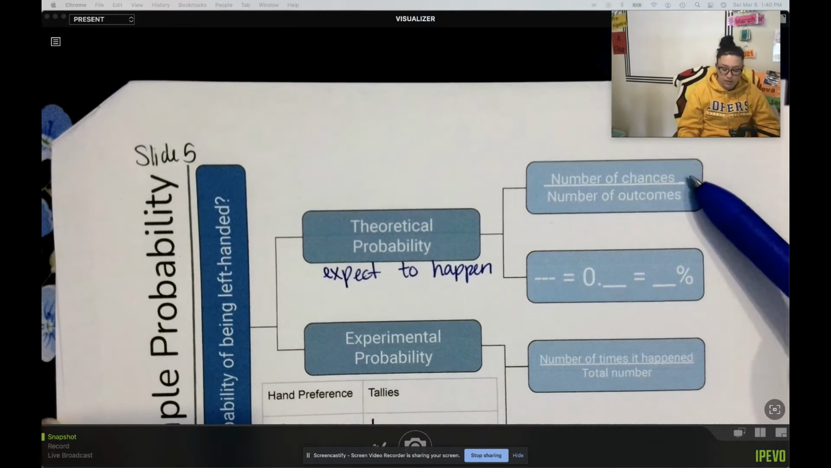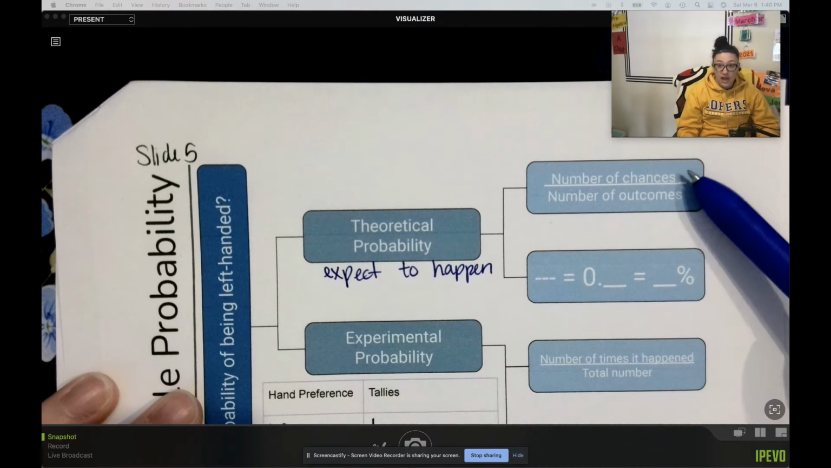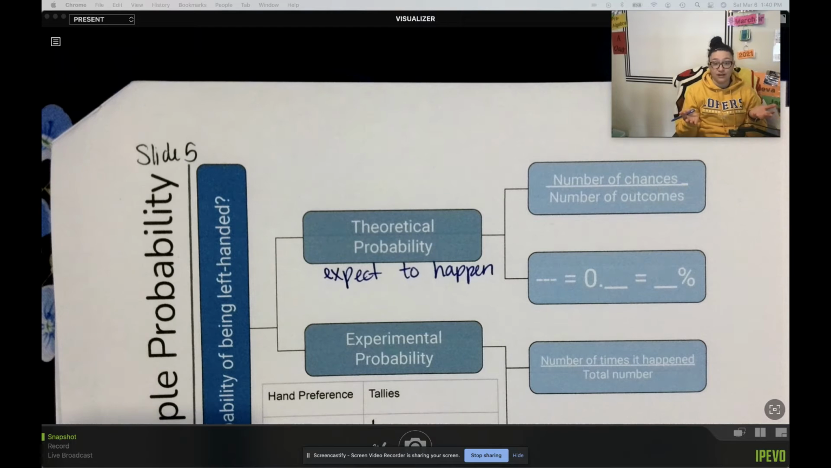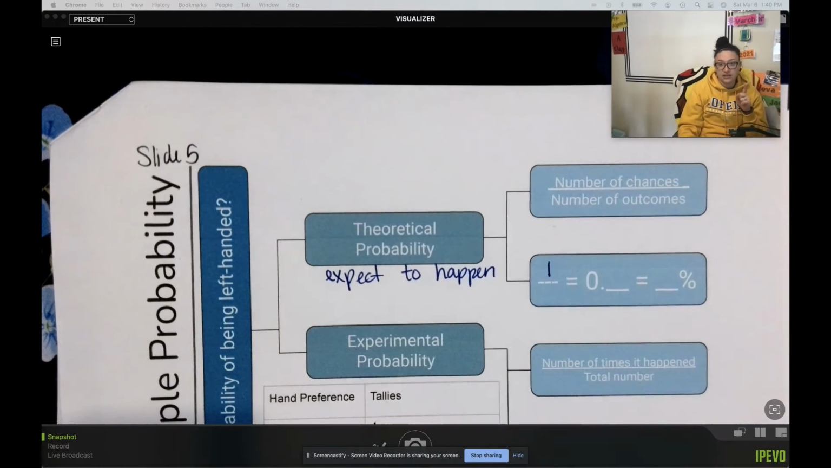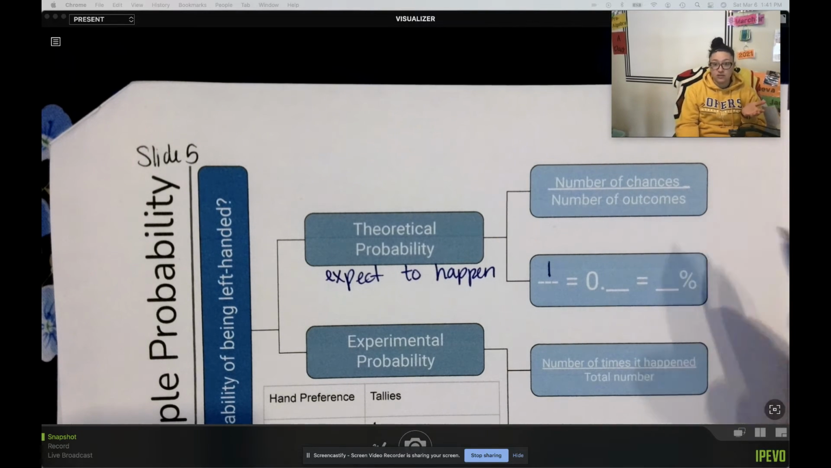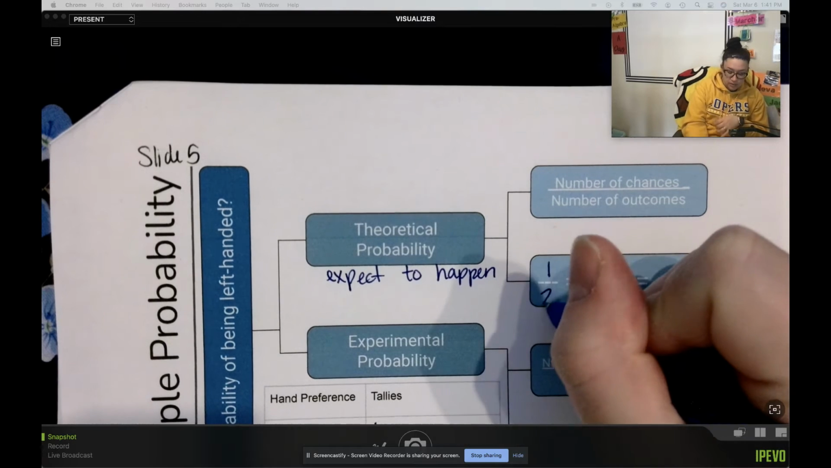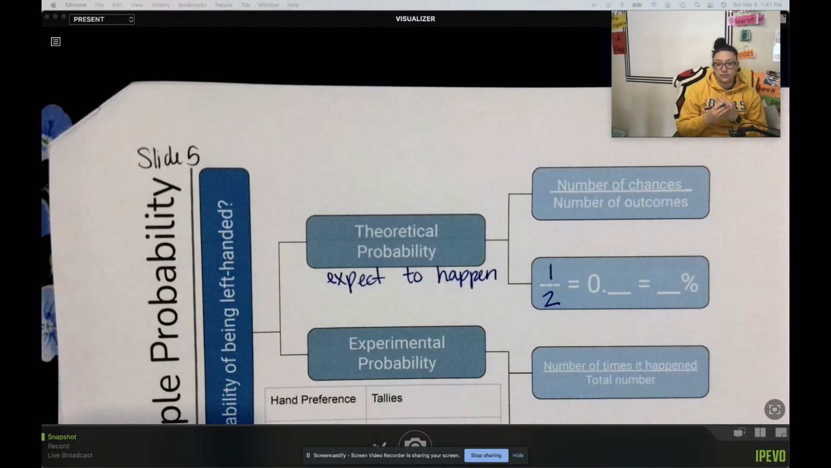So this top number, the number of chances: how many hands are there for us to use if we're left-handed? One. We have one left hand that we can use. We're not insects that have multiple left and right hands. We only have one left hand. Out of how many outcomes are there? How many different hands could you write with? You've got your left or your right. So our fraction there would be 1/2. You would expect the theoretical probability of you being left-handed to be 1 out of 2.